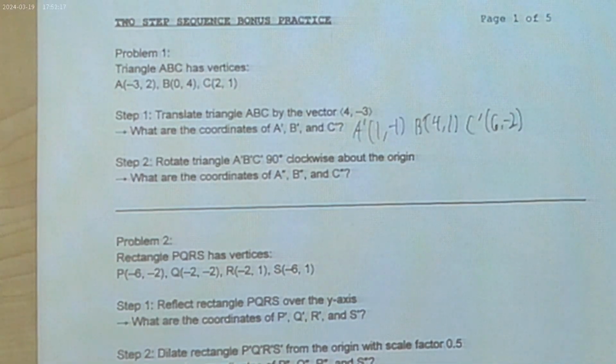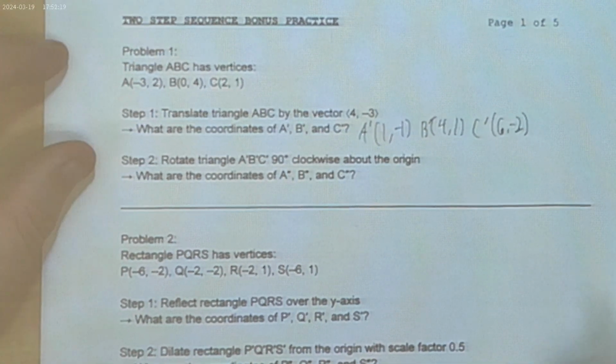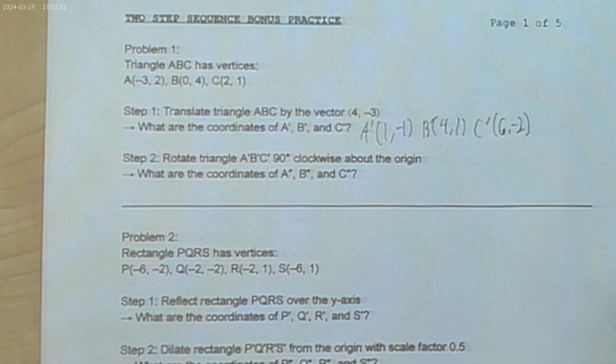Now, if only we were doing a single transformation. Now we're going to be rotating this 90 degrees clockwise about the origin. Now, the transformation with translation vectors is easy because it's written in the parameter how you're going to be changing it. But with the rules of rotation on the back wall here, that's the best way to remember how to do different types of rotations and orientations.